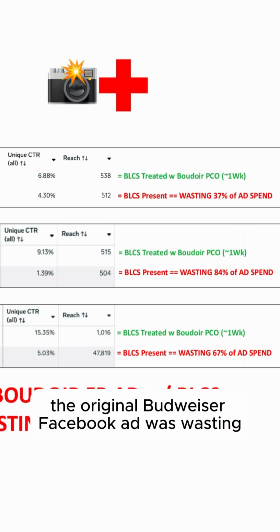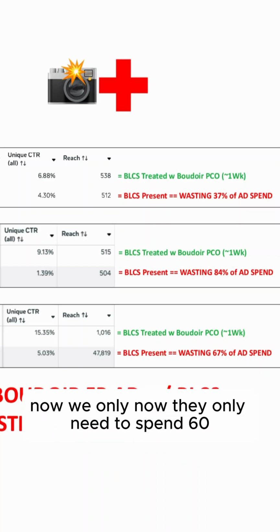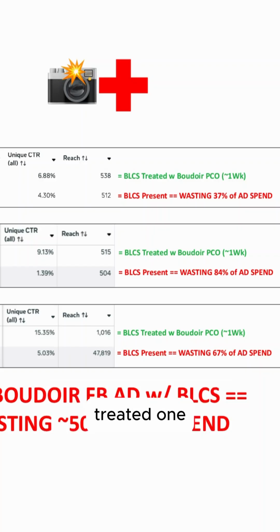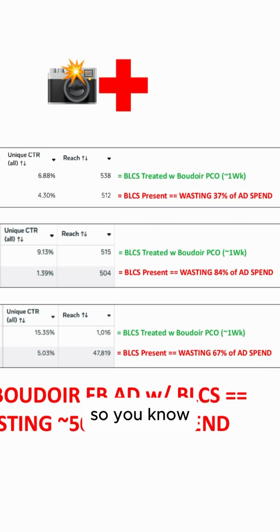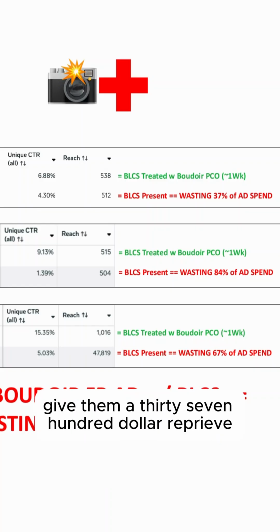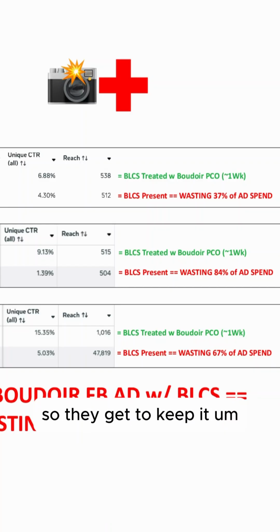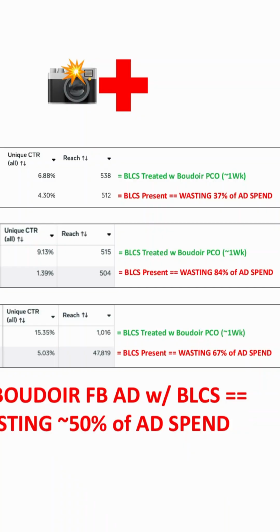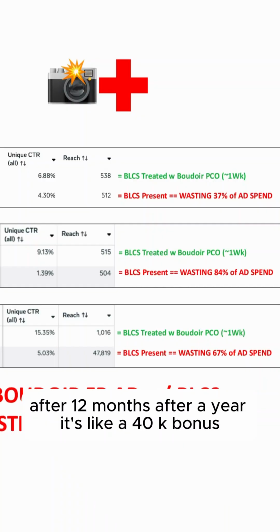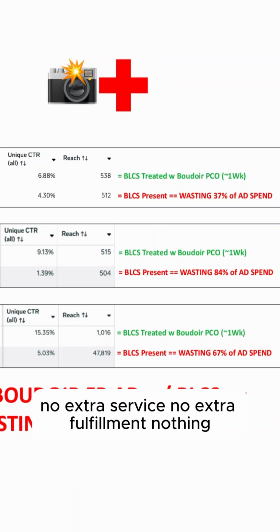So we found out the original boudoir Facebook ad was wasting 37% of ad spend. So if they're spending 10 grand a month on the original, now they only need to spend 6,300 bucks a month on the boudoir pico treated one, and they'll get their ad into the same number of women's brains. So it's giving them a $3,700 reprieve, kind of like a $3,700 bonus each month that they don't have to spend, so they get to keep it in their pocket. After 12 months, after a year, it's like a 40K bonus. Didn't have to do any extra work at all. No extra service, no extra fulfillment, nothing.